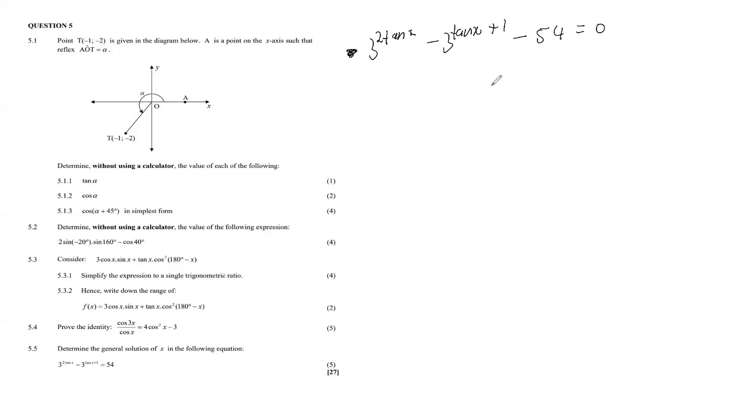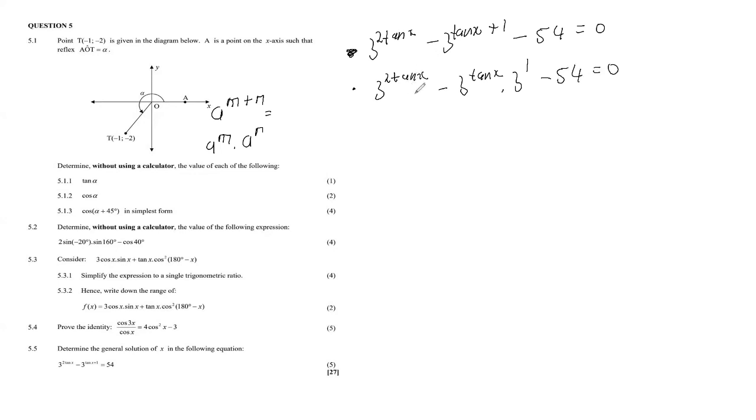Now, okay, let's break this down. We will have 3 to the exponent of 2 tan x, and then we can write this according to the law of exponents that says if I have a to the exponent of m plus n, this can be written as a to the exponent of m and then a to the exponent of n. So let's write 3 tan x and then 3 to the exponent of 1, then minus 54.